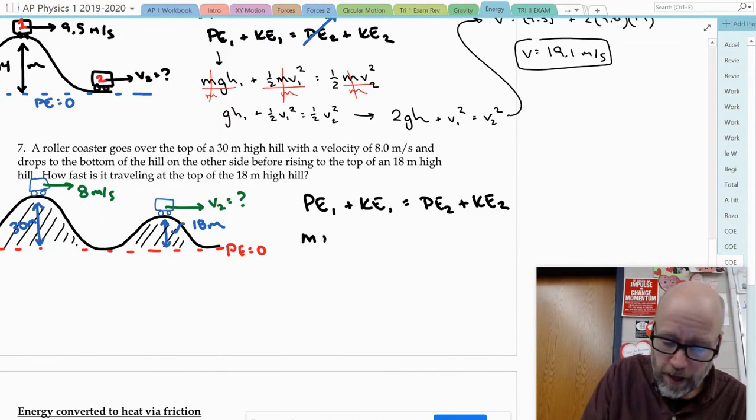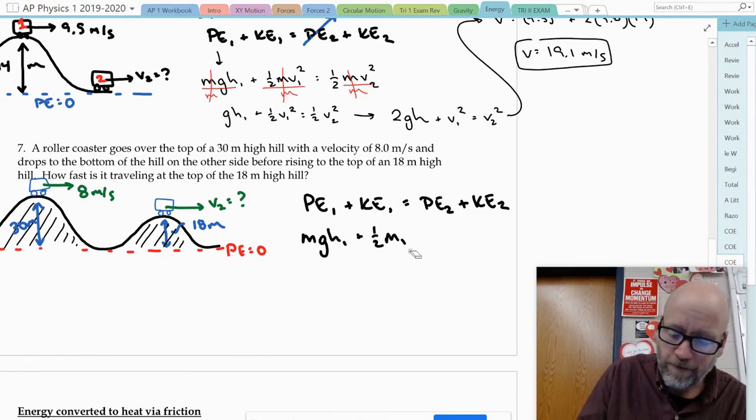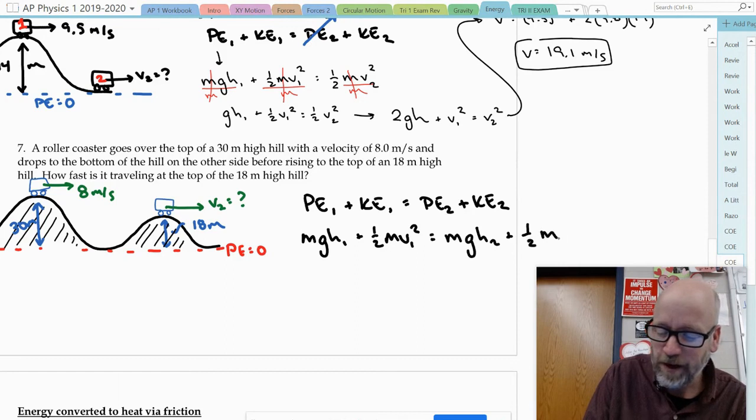So let's go. mgh1 plus 1 half m v1 squared equals mgh2 plus 1 half m v2 squared.